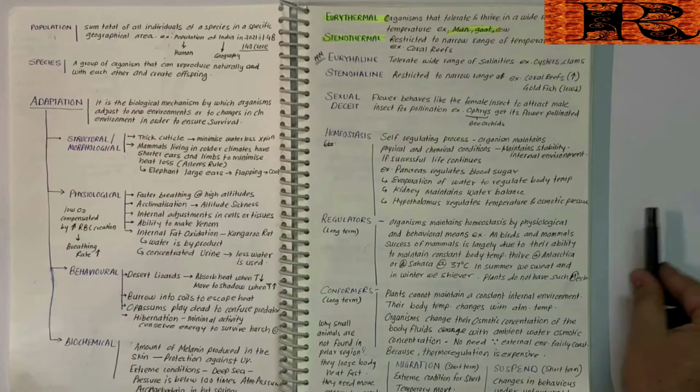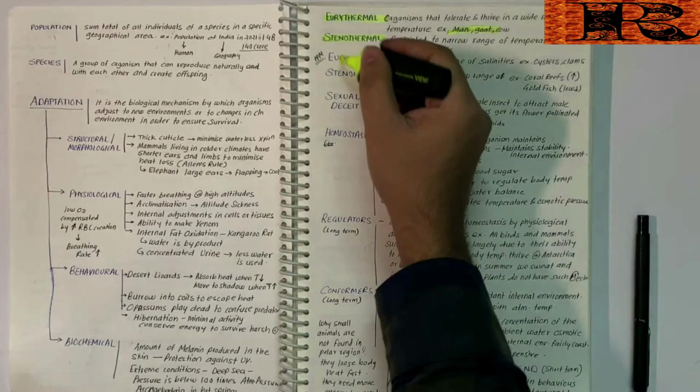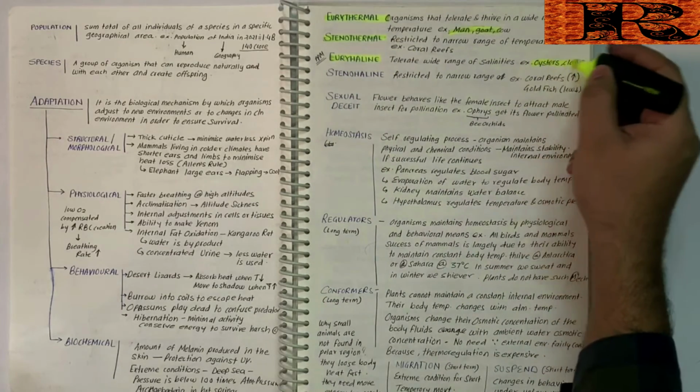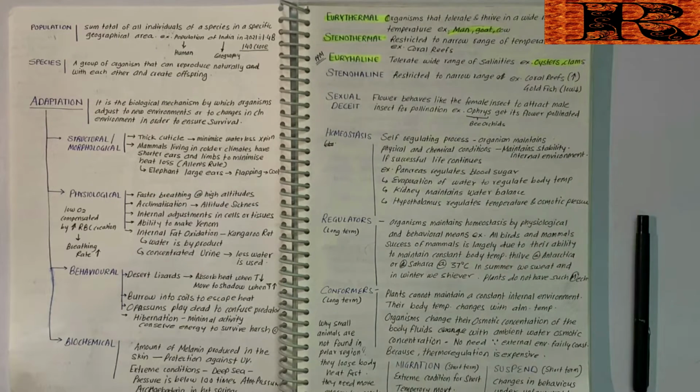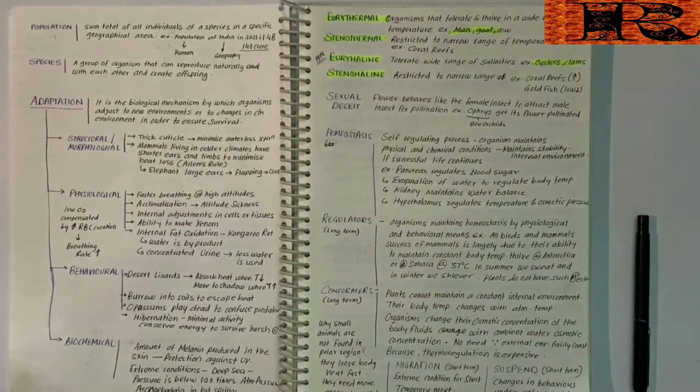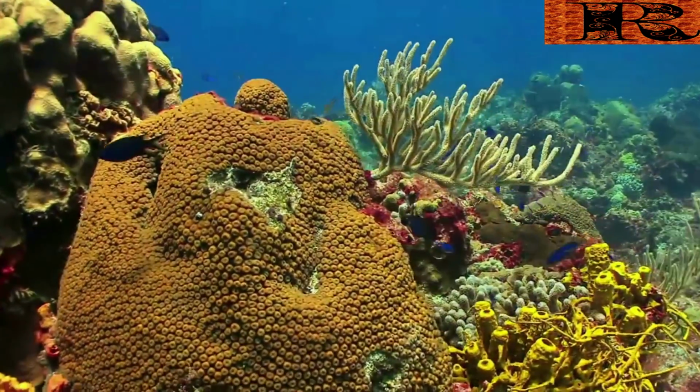Now some water species can tolerate everything and they are called euryhaline. Examples of euryhalines are oysters, clams, etc. And some water species are very sensitive to salinity of water. Examples are coral reefs and goldfish.